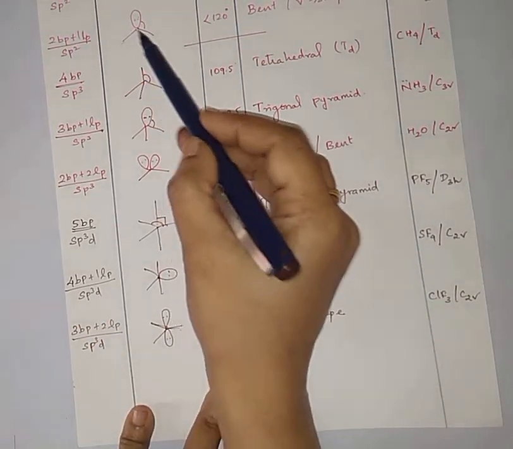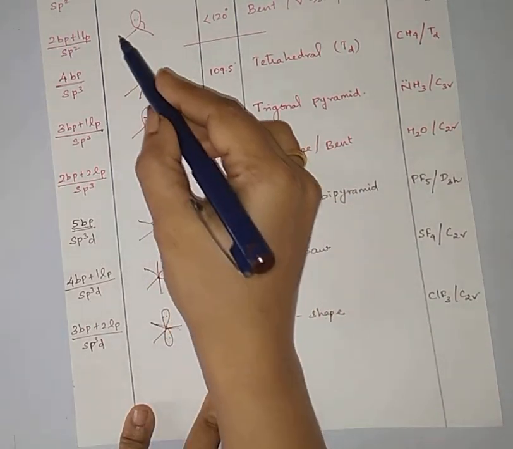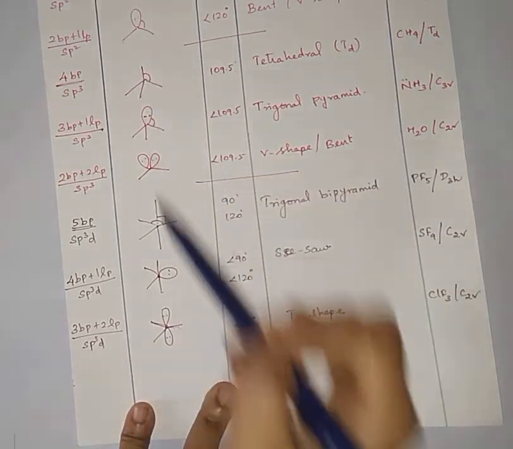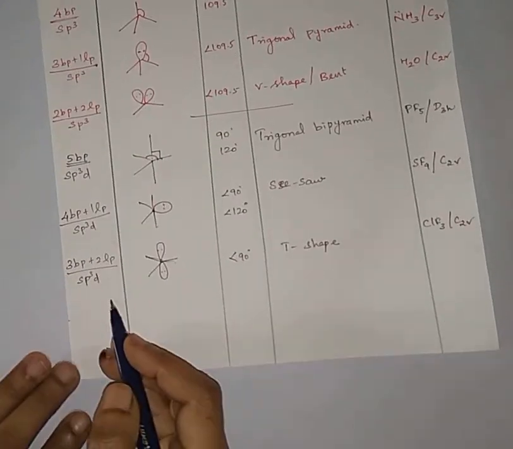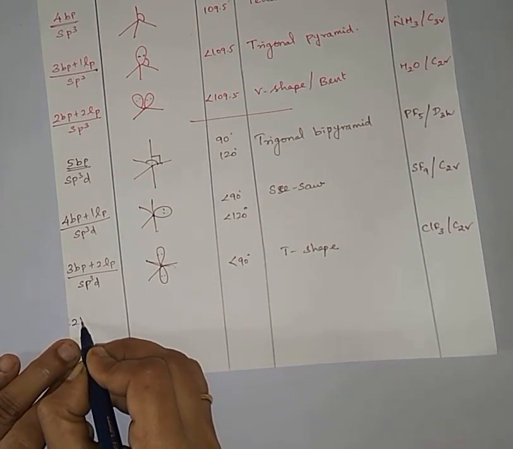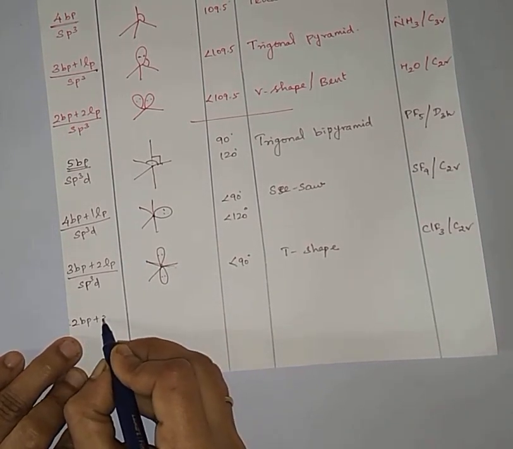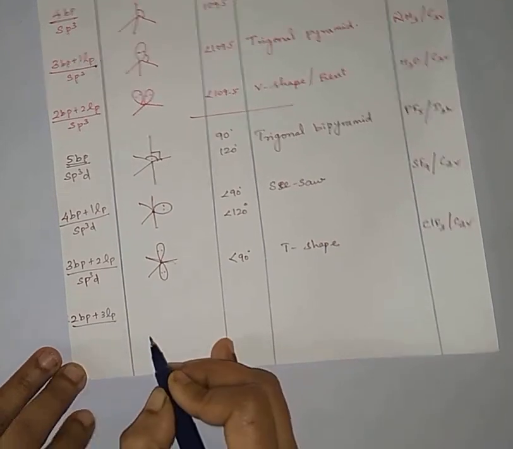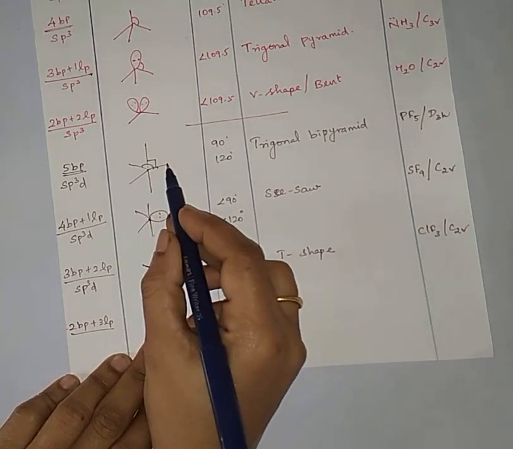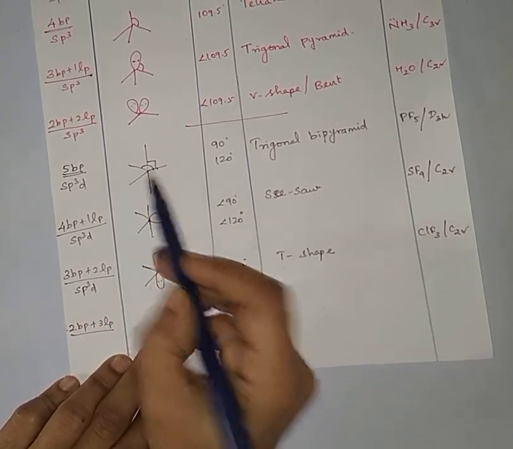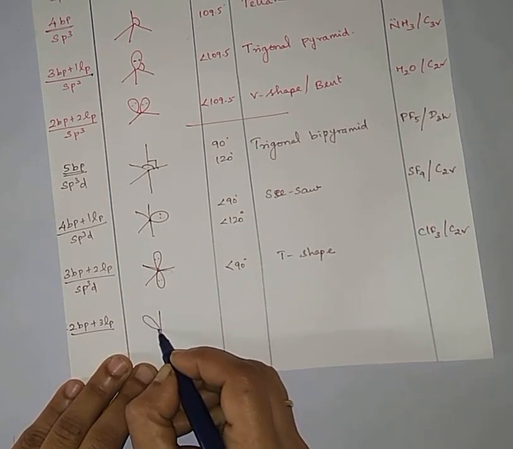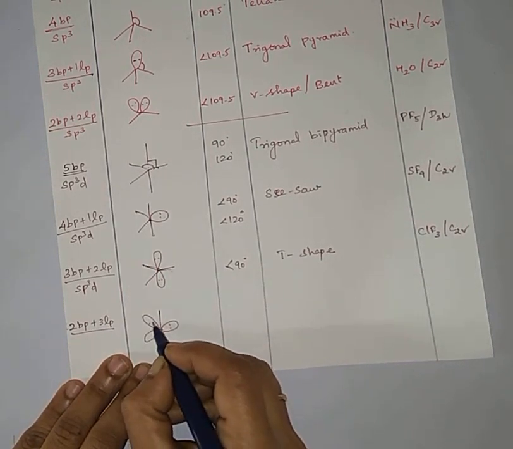If you see, the structure will not be changed at all. Like this it is there, here also like this, and here also seesaw, and everywhere the point group is carried forward the same. And the next one is 2 bond pairs plus 3 lone pairs. What will be the case? These 3 bond angles are same, so I'm going to draw this. I'll keep this as it is, and 3 lone pairs. I'm drawing like this.